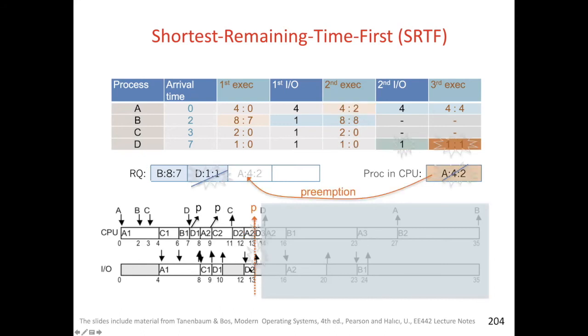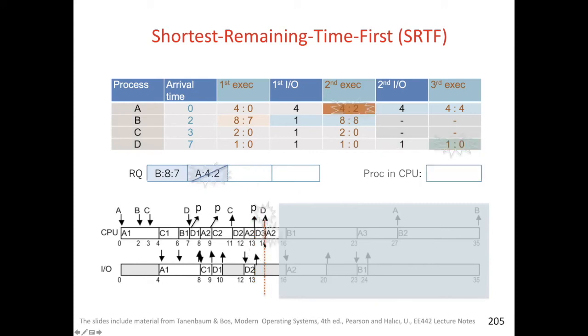At time 13, process D finishes its I/O operation. It enters the ready queue. Its remaining time is shorter than the remaining time of process A, which is 2. Because of that, process A is forced to preempt the CPU once more. It enters the ready queue. Then process D starts its third execution.